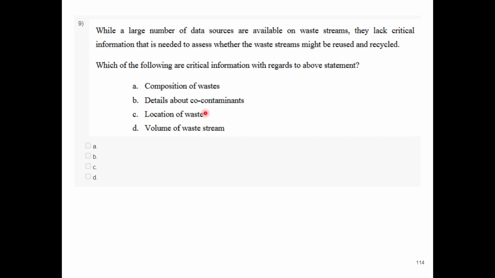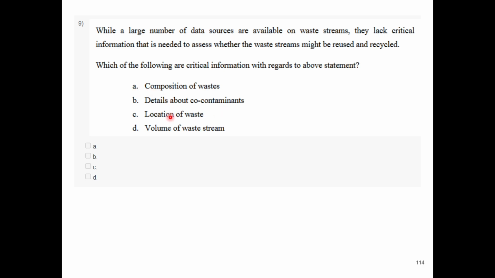Okay, so what is the critical information with regards to the above statement? They lack critical information on composition of waste, details about co-contaminants and location of waste, to assess whether the waste streams might be reused and recycled. So which of the following are critical information? A, B and C. D is not critical because a large number of data sources are available on waste streams.